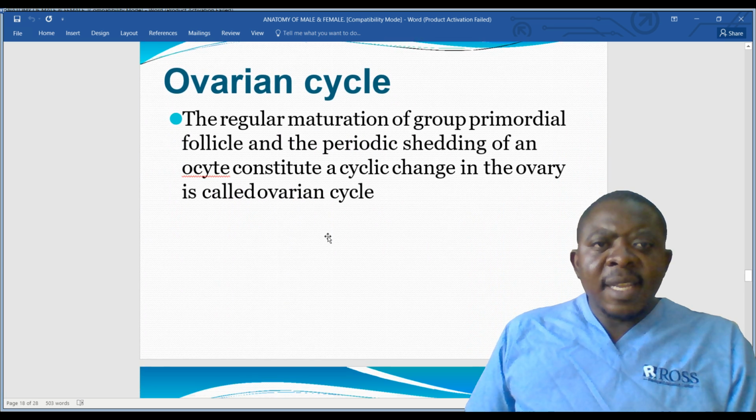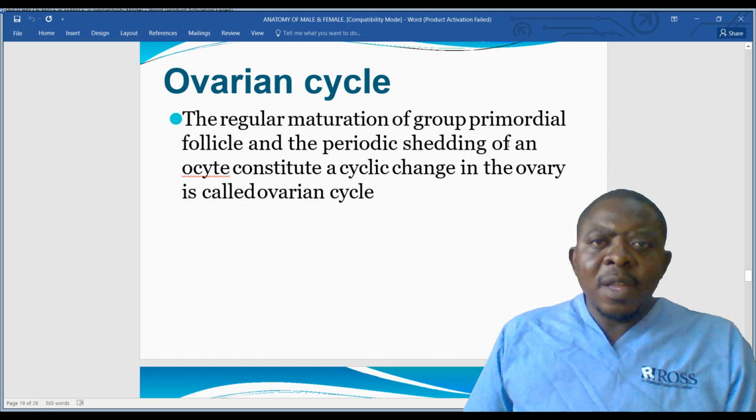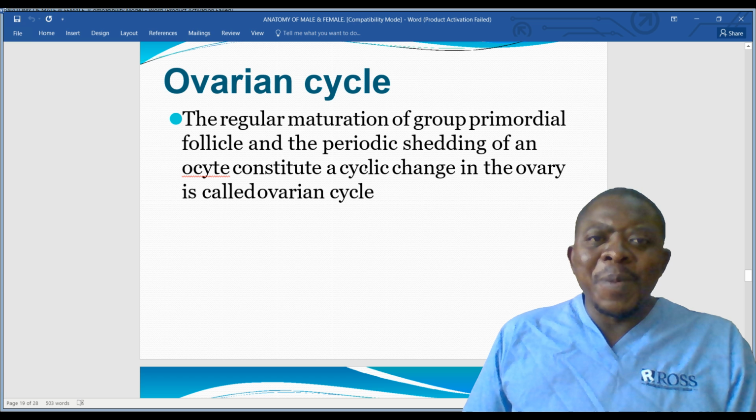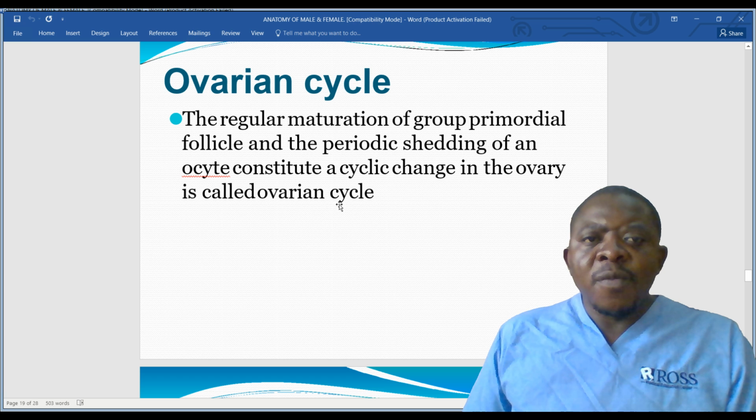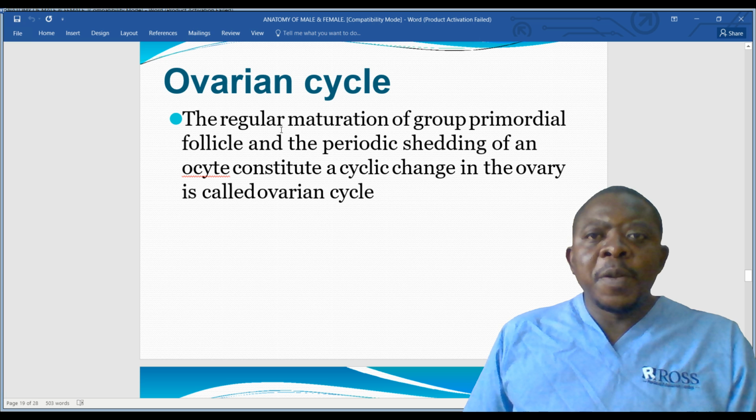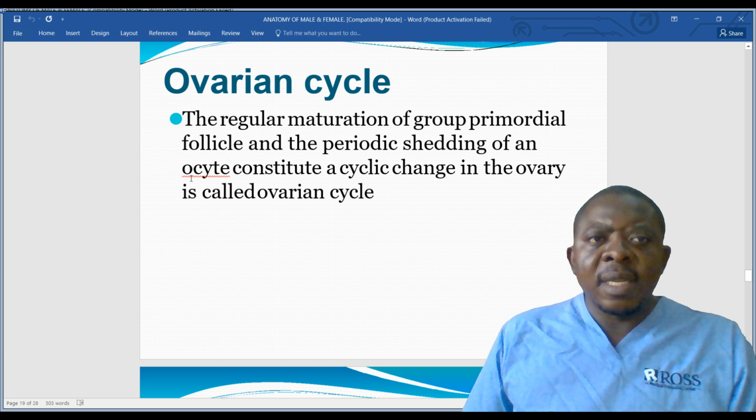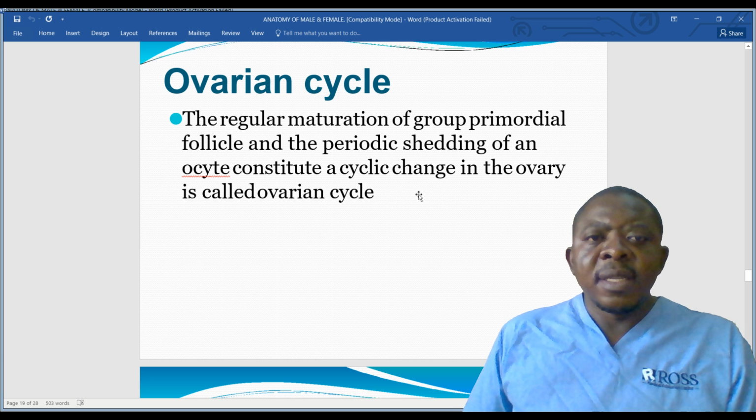Ovarian cycle. This is the regular maturation of a group of primordial follicles and the shedding of oocytes, which constitutes a cyclic change in the ovary, and this is called the ovarian cycle. This is the cycle of development and subsequent termination in the ovary when there is no fertilization within the ovary. So this is the cycle which is happening, what we call the ovarian cycle.